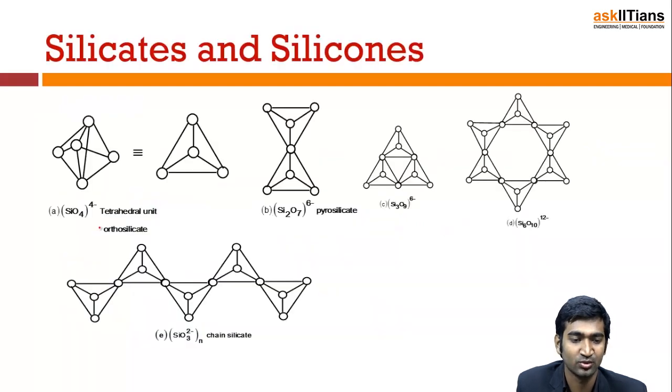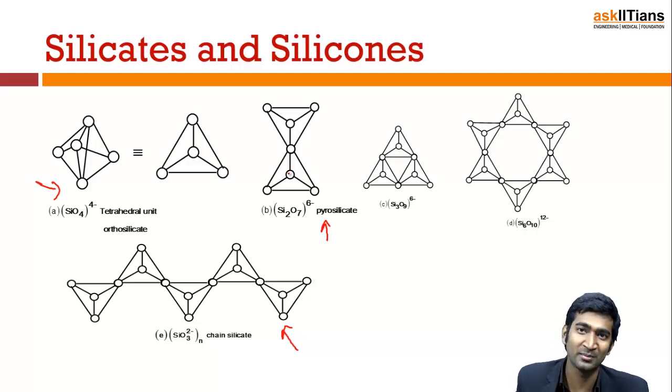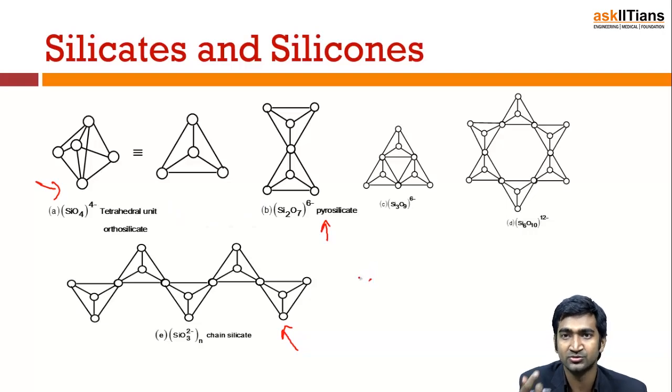So it's like this. This is one tetrahedral unit. This is a pyrosilicate, Si2O7 6-. Then this is a star shape, Si6O18 12-. And this is a chain silicate, (SiO3)n 2n-. Because it's like polymerization, you can say, small repeating units will make a big unit.